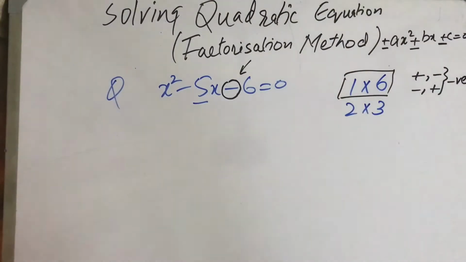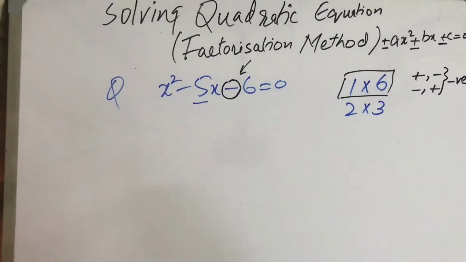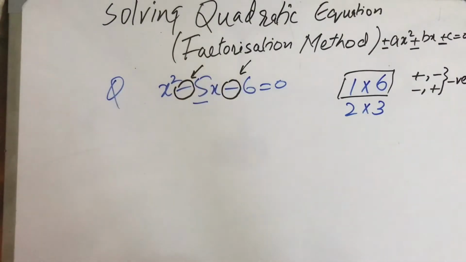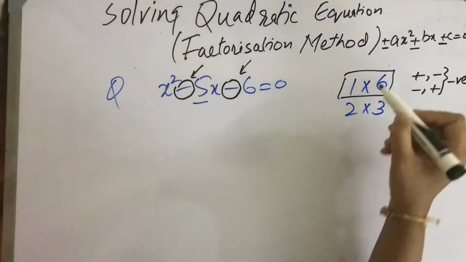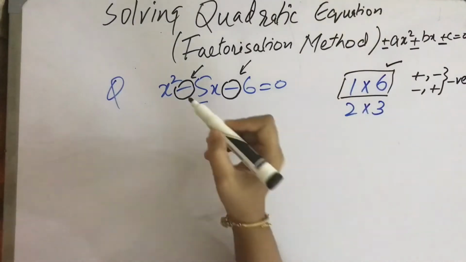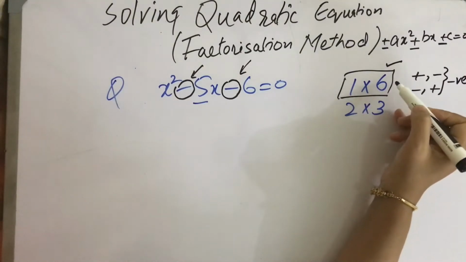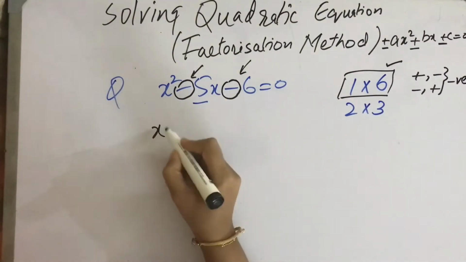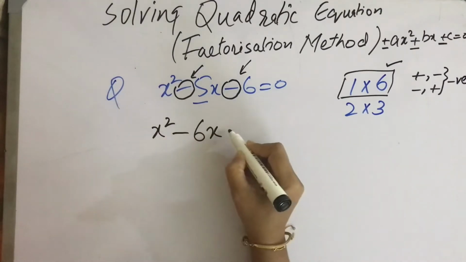Okay. Now how I have to put this 1 and 6, I shall now come to this sign. This is negative here again. In this equation, B is again negative. So the sign attached with B will be the sign of the bigger factor. If the sign here is negative, we shall give bigger factor negative sign. If the sign here is positive, we shall give the bigger factor a positive sign. So I shall write here x square minus 6x plus x.